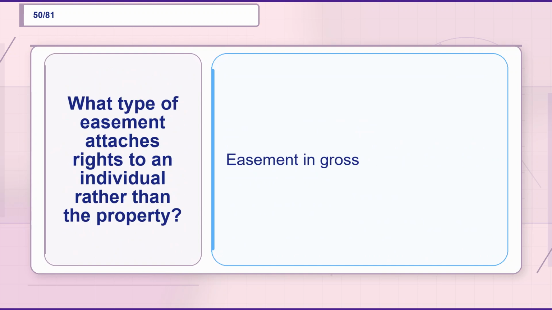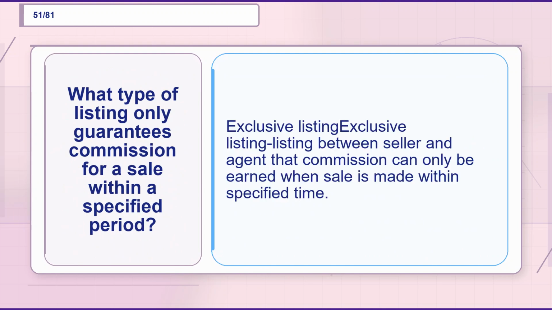Term: What type of easement attaches rights to an individual rather than the property? Definition: easement in gross. Flashcard 51. Term: What type of listing only guarantees commission for a sale within a specified period? Definition: exclusive listing. Exclusive listing between seller and agent means commission can only be earned when a sale is made within the specified time.